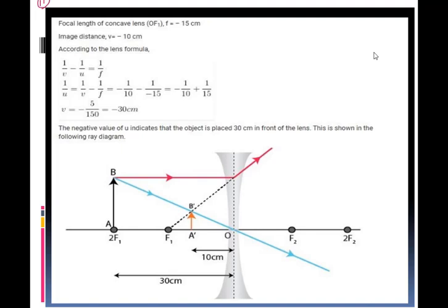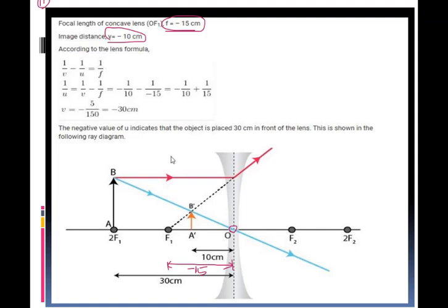Here you can see the diagram of question number 11. This is a concave lens. The focal length of the concave lens is equal to minus 15. This much is the focal length, equal to minus 15. Why are we taking minus here? Because this is the left side of the optical center. The image distance v is equal to minus 10.